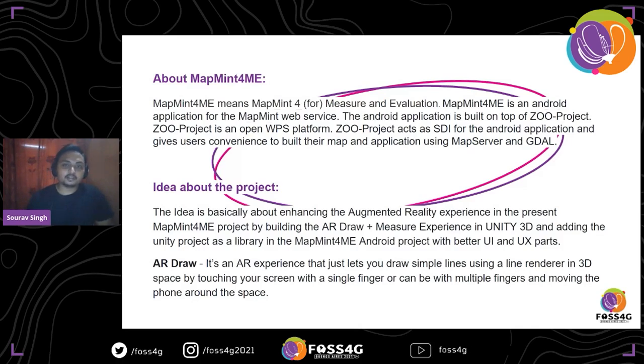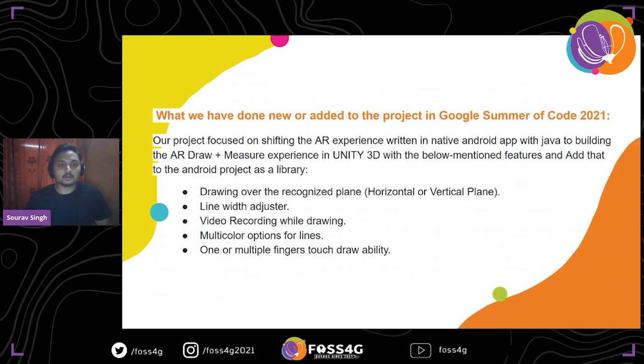What was different in this GSoC project is that previously AR draw was known only for drawing lines in 3D space. We got the idea from the MapMint 4ME app: why not use the AR draw feature for drawing building plans, like drawing lines on horizontal and vertical planes to measure the length of any object? The future idea was to draw building plans, store them on servers, share them, and use them in the future.